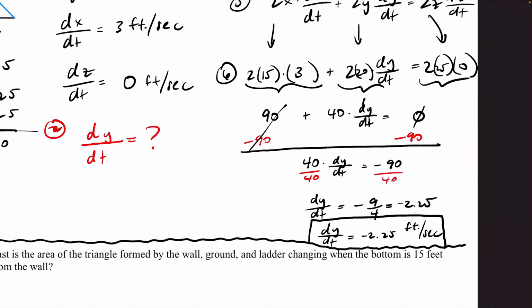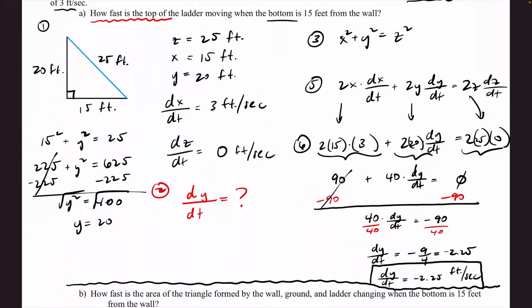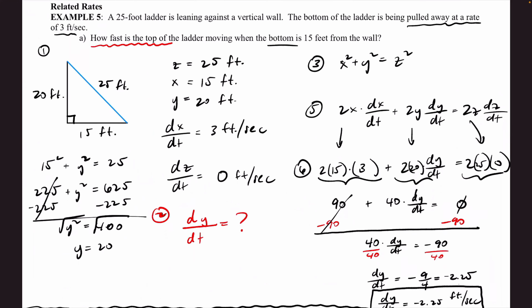Okay. So we got a negative number for our answer. What does it mean if it's a negative number? Does that make sense that 20 would shrink? Because the other end is being pulled out, right? And the ladder's not getting any longer. So that means the top would have to come down, right? So it does make sense.